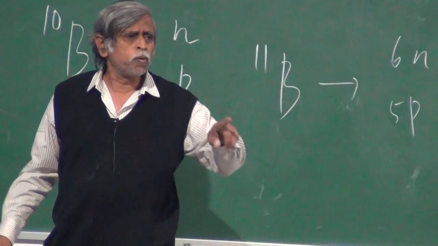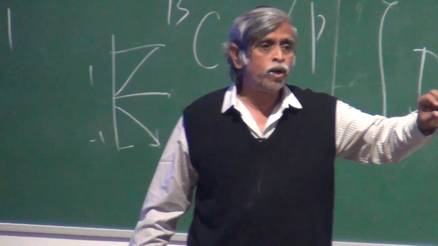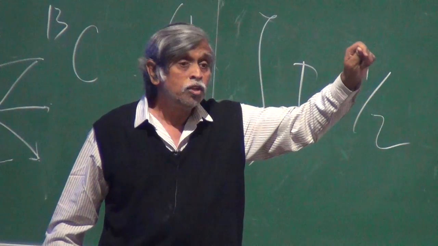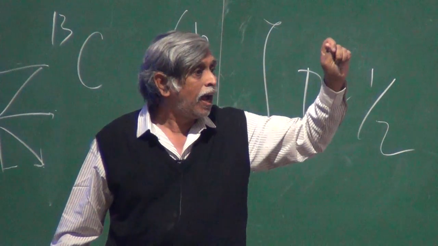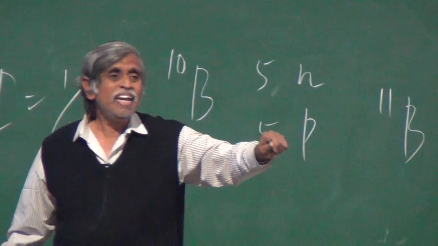If I take the case of hydrogen, how many protons do I have? One proton. How many neutrons do I have? Zero neutron. So I have an odd proton and an even neutron. We'll assume zero. Odd proton and even neutron.